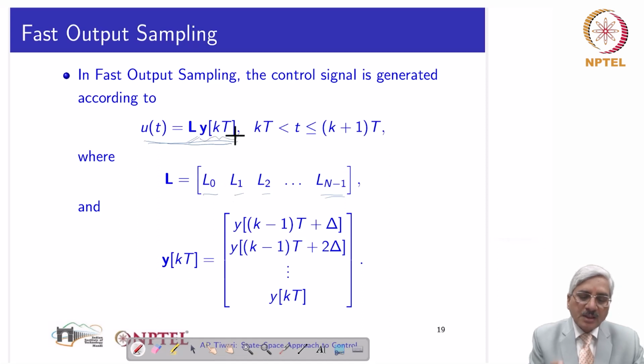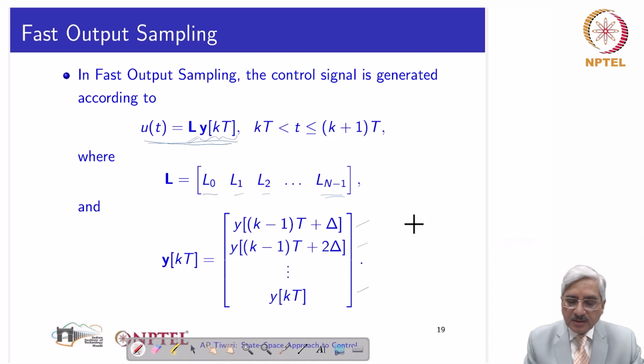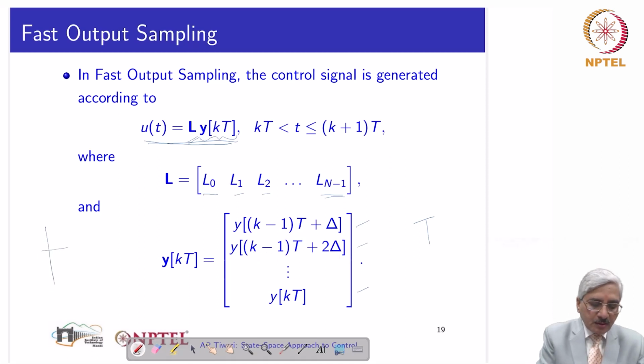multiplied by these samples of output collected in one sampling interval T at regularly spaced subintervals delta. So this is y(kT minus T plus delta), the output at kT minus T plus 2 delta, and so on. So this is the sampling rate T, 2T, etc.